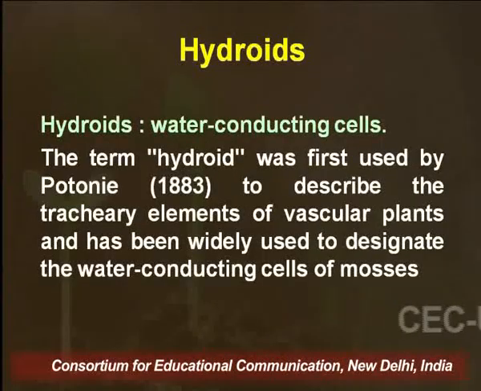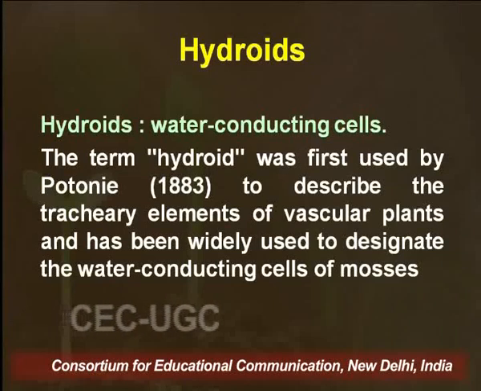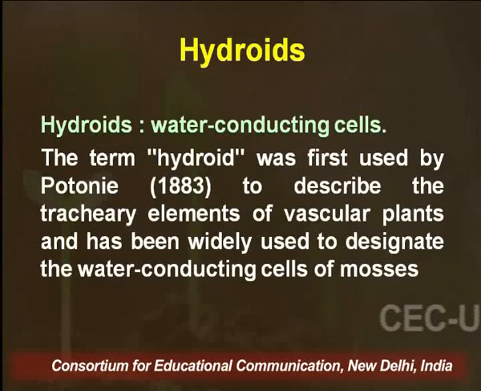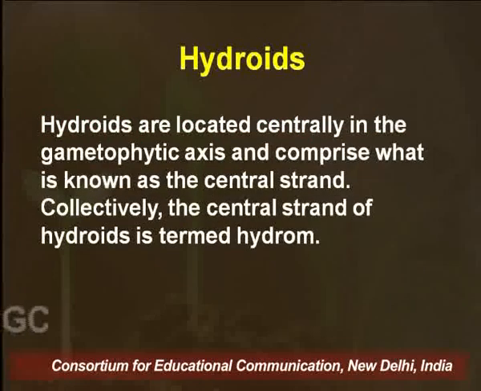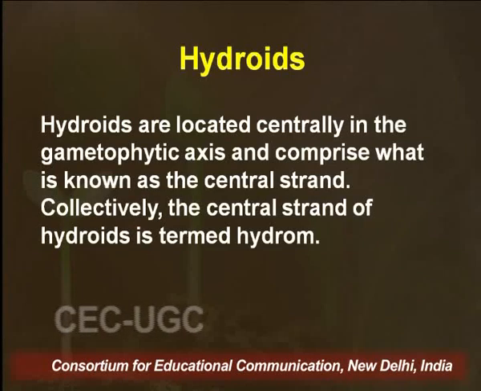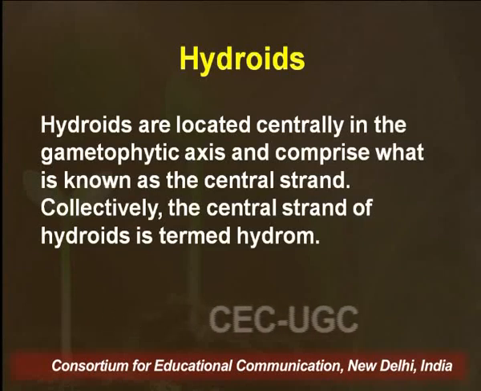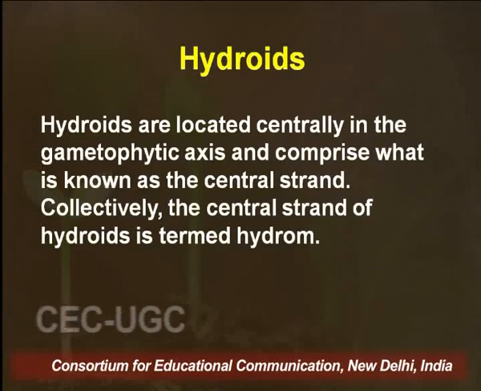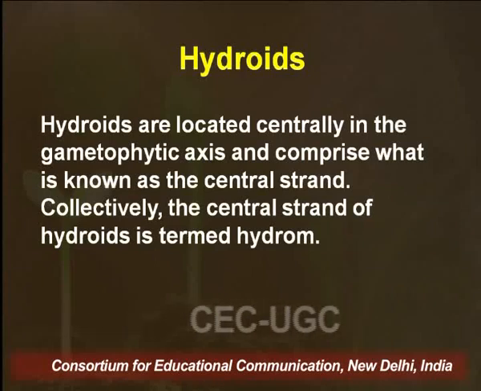Now, as far as hydroids are concerned, they are the water conducting cells. The term hydroid was first used by Potonié to describe the tracheary elements of vascular plants and has been widely used to designate the water conducting cells of mosses. Hydroids are located centrally in the gametophytic axis and comprise what is known as the central strand. Collectively, the central strand of hydroids is termed hydrome.